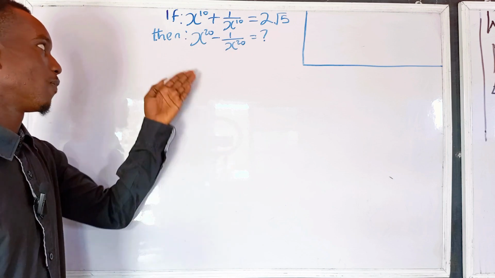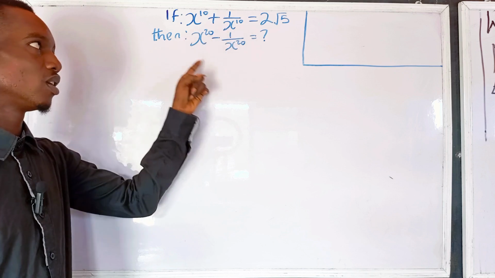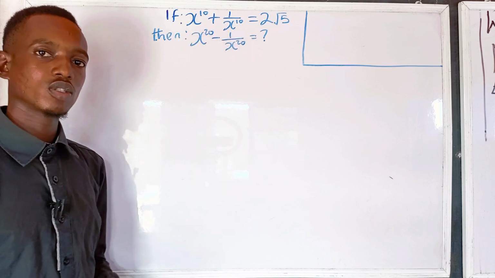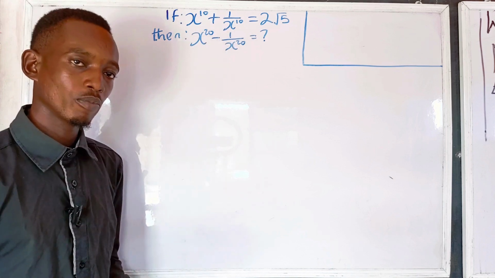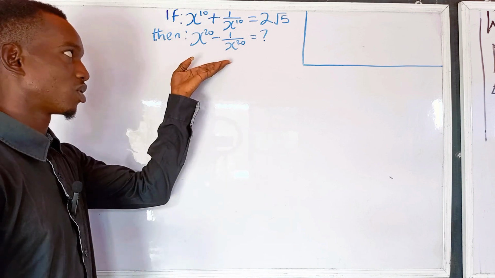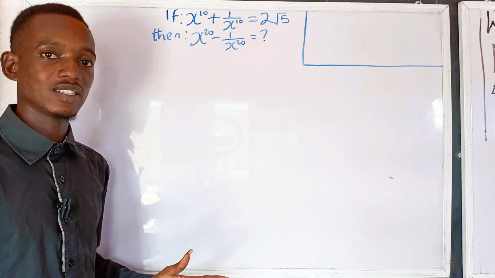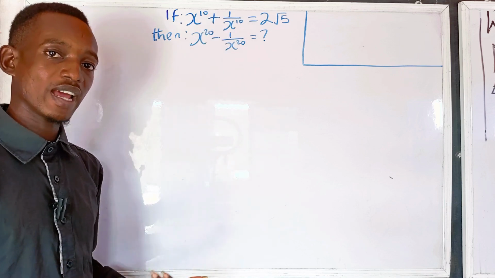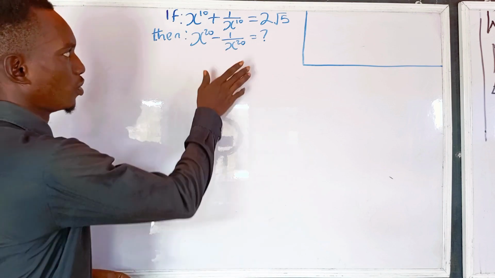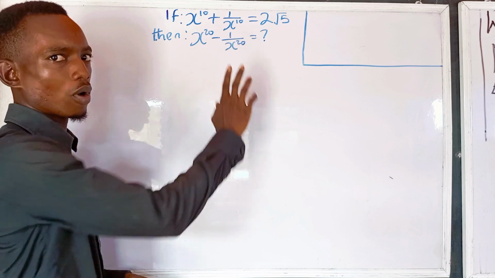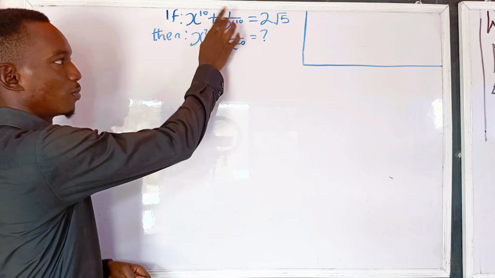It means that we are going to express this in terms of x to the power of 10 plus 1 over x to the power of 10 because we know the value of that. So let us try to express this in terms of this with the help of algebraic identities. But before that, let's try to rewrite this power. We don't like power of 20. Let's write it as the power of 10.